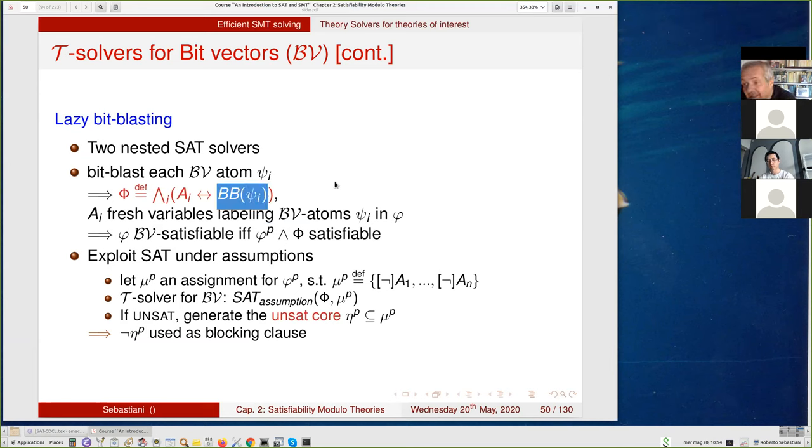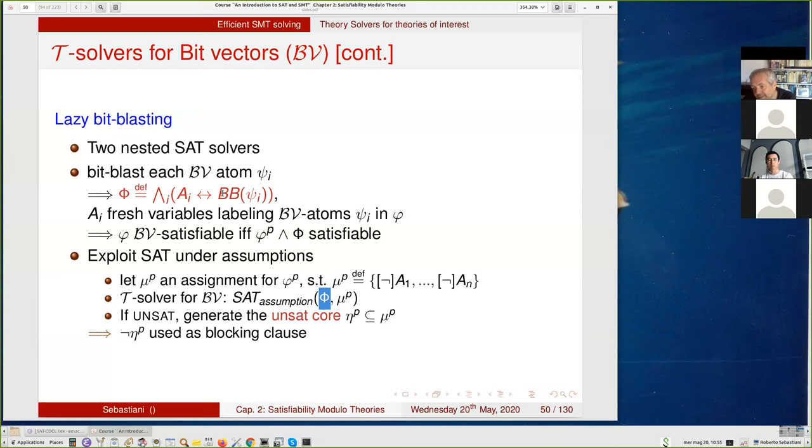In this case, as a theory solver, you can use a second instance of a SAT solver, which you use under assumptions. If phi p is a truth assignment to the Boolean extraction of phi, then you can invoke as a theory solver a SAT solver over psi under the assumption of the truth values of A_i. This is the list of labeling of all the atoms of the formula. You have found a truth assignment on the values of A, which we call mu p, and we use this as a list of assumptions with which to solve the encoding of this formula here.